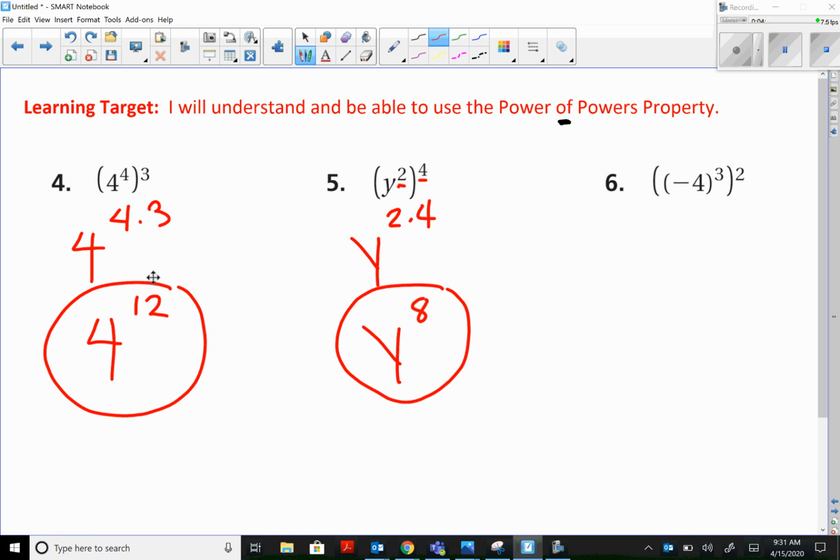On number 6, I am raising negative 4 to the 3rd power, and then on the outside of the parentheses, everything inside is being raised to the 2nd power. So I'm going to do negative 4 to the power of 3 times 2. So it's negative 4 to the 6th power.